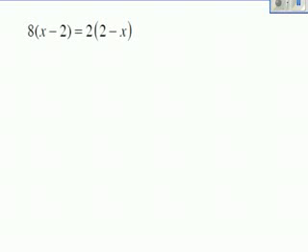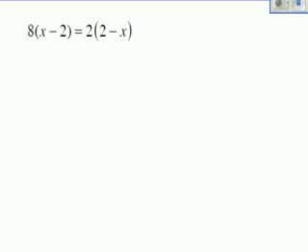Okay, we are solving equations that have parentheses involved with the grouping, so we'll have to use the distributive property, and we'll look at several problems here. So let's get this started.